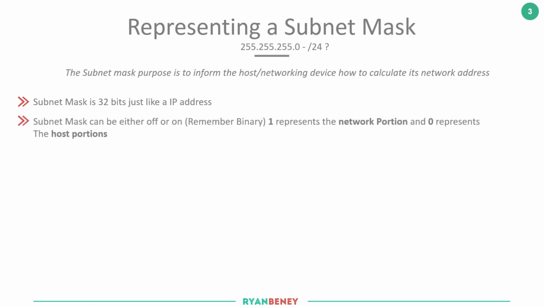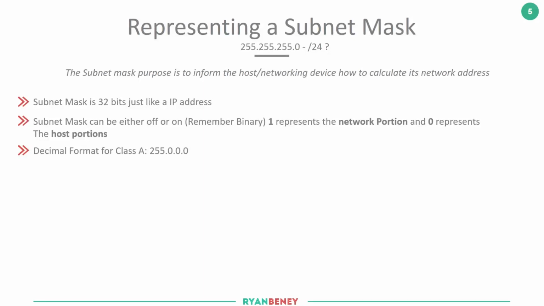Remember, anything in binary, same with an IP address, can either be off or on. If it's on, as in it's a 1, it represents the network portion, and if it's a 0, it represents the host portion. Now if we take, for example, our decimal format of a class A, which we know was 255.0.0.0, we know that the 255 element is the network portion and the 3 zeros are the host portion.